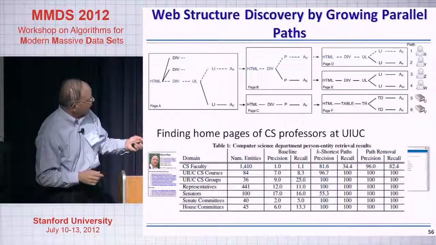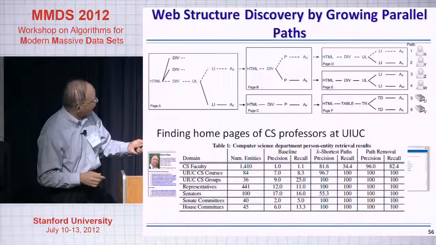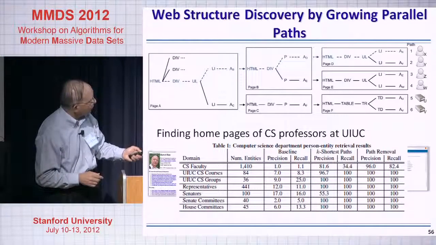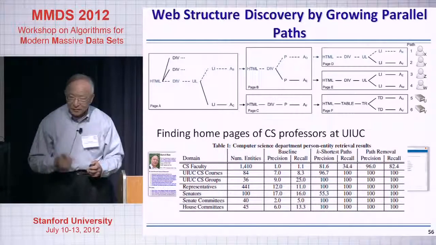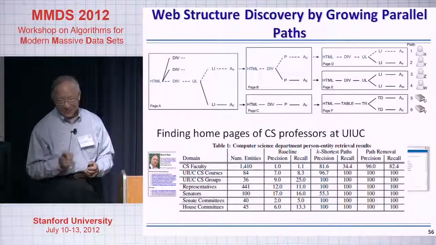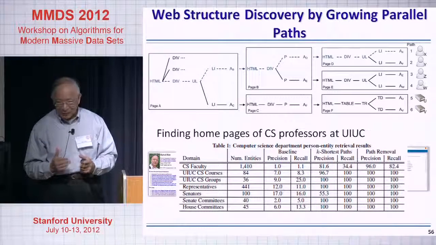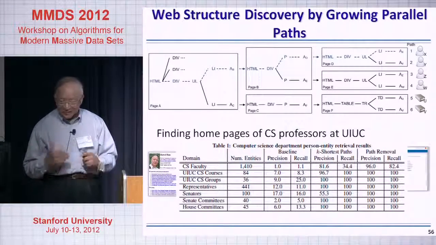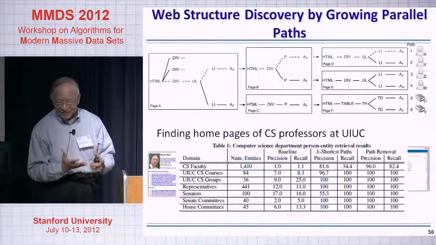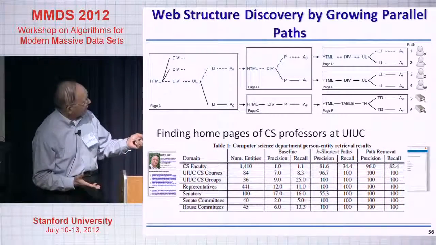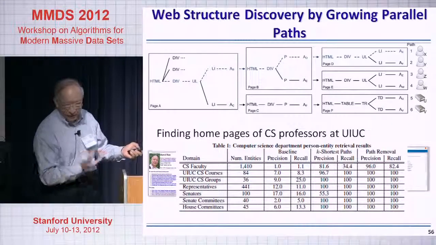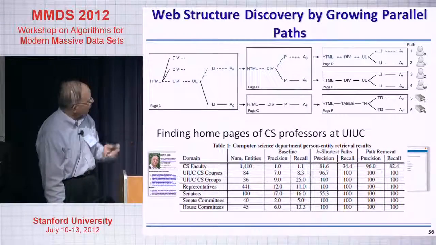Using our method, in many cases we can get 100% recall and 100% precision. The only thing we have to regret is computer science faculty, because there are so many hackers among them. They put their homepage in LinkedIn or some kind of Facebook, not in their regular assigned space. That's why with those people, we could not find them. Otherwise, it's still very close to 100% recall and precision.